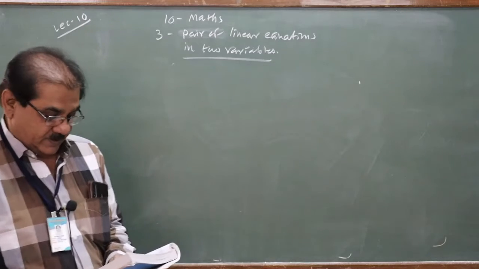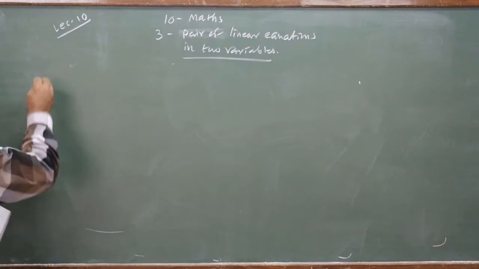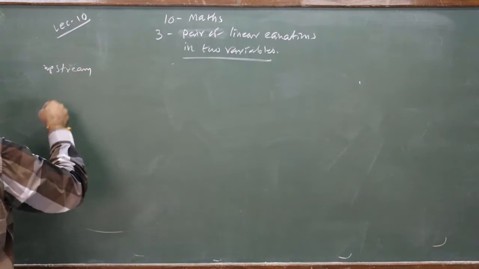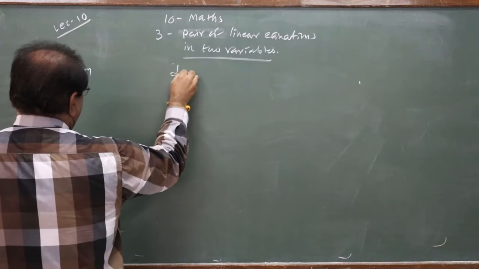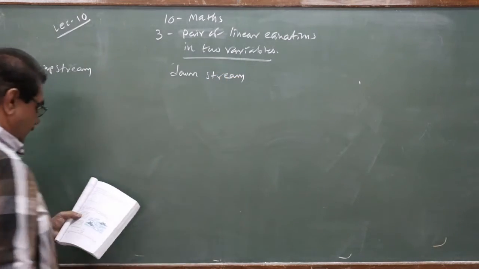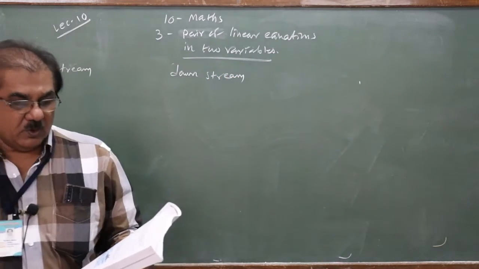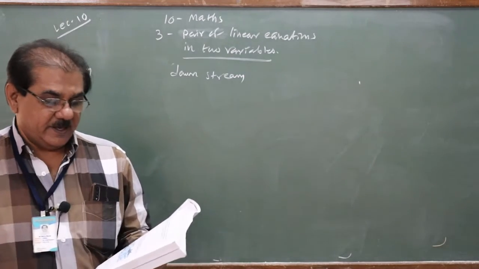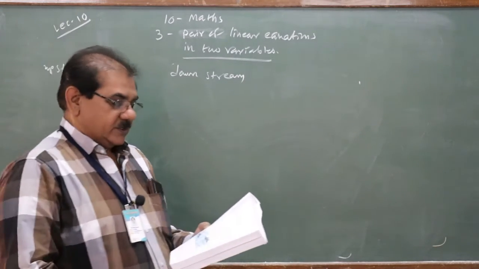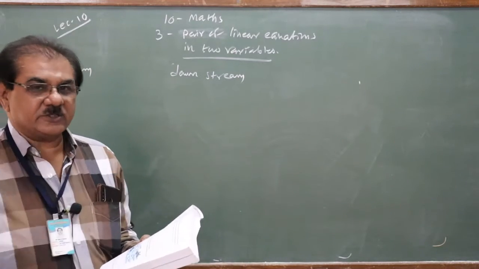Example 19. A boat goes 30 kilometers upstream. There are two types of journey, upstream and downstream. Upstream means we have to go opposite to the flow of water, and downstream we have to come along with the flow of water.